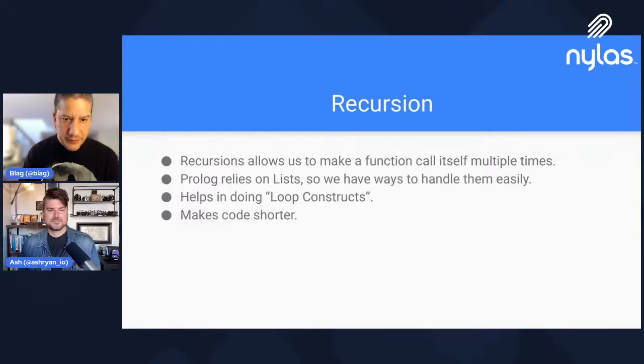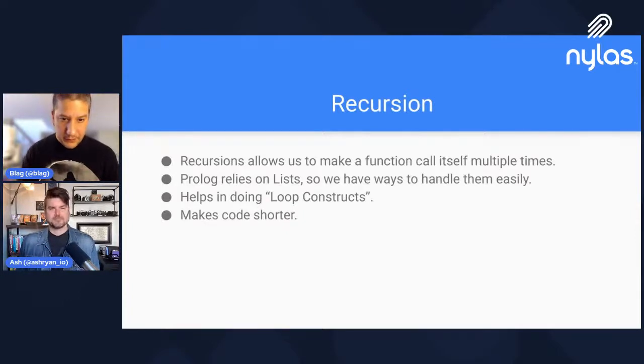So let's continue. Recursion is also very important, just like in functional programming. Recursion allows us to call the same function multiple times, and Prolog relies a lot on lists. It has variables and lists, but doesn't have arrays or anything like that, so we have some ways of handling them very easily. And as I said, Prolog doesn't have loop constructs, so we need to use recursion.